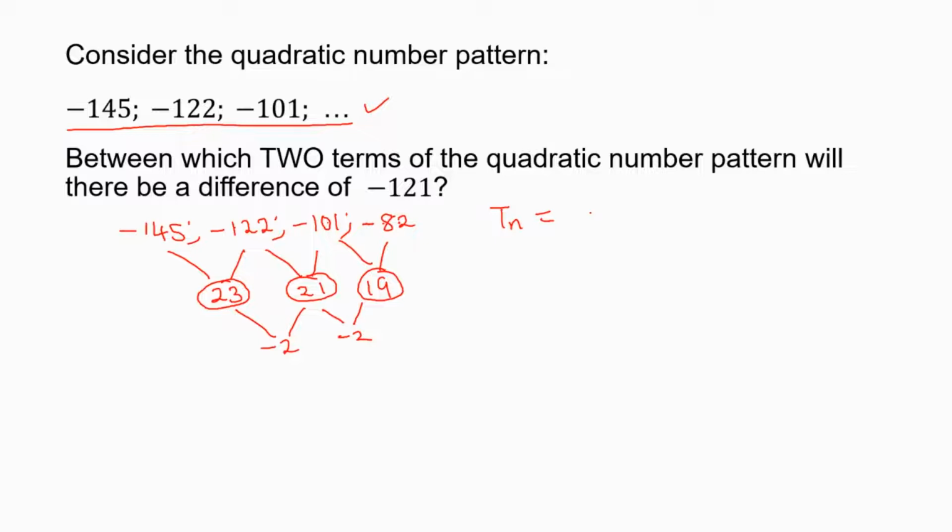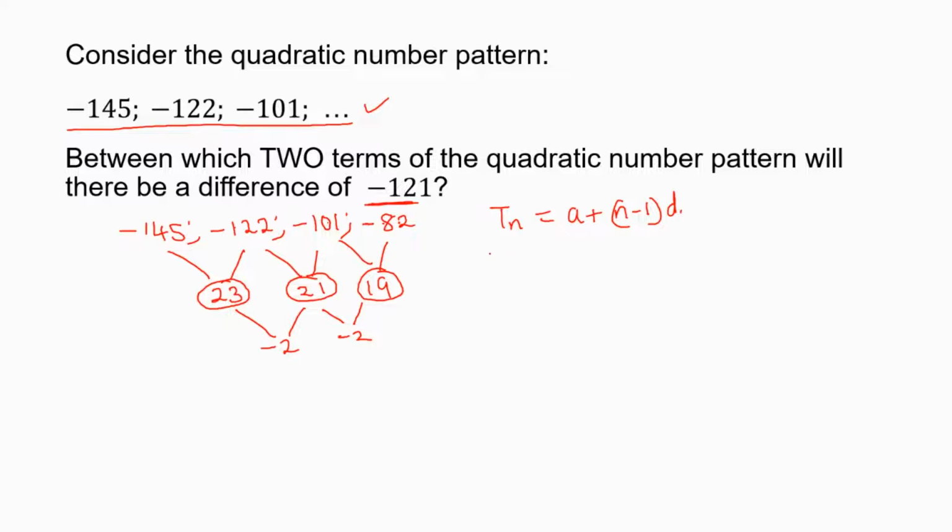Tn is equal to a plus n minus 1 d. You see that? And then we want to find n when the term is negative 121. Negative 121 is the term here in the first difference sequence. So it is term number what? That's what we want to find out.